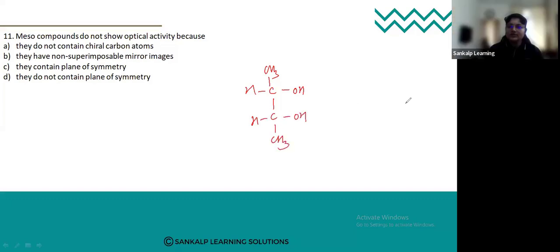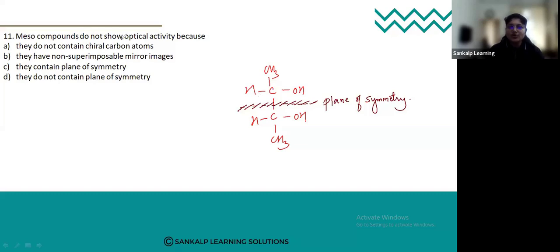Now this is an example of a meso compound. So what does meso compound mean? If I put up a mirror, one half of the compound will be the same as the other half and it will get cancelled off. So a plane of symmetry is present. This type of mirror that we are putting is a plane of symmetry. So meso compounds contain a plane of symmetry.